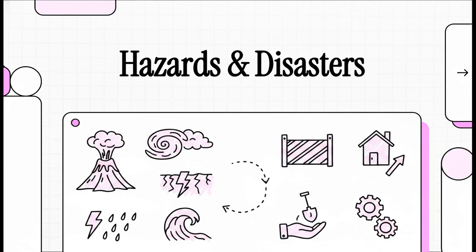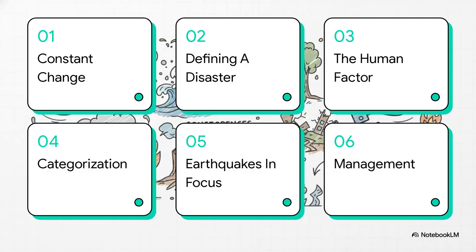Okay, let's dive into this. Here's our roadmap for today. We'll look at nature's constant change, define what a disaster actually is, check out the human factor, categorize these events, zoom in on earthquakes, and finally wrap up with how we manage the unpredictable. Let's get right to it.